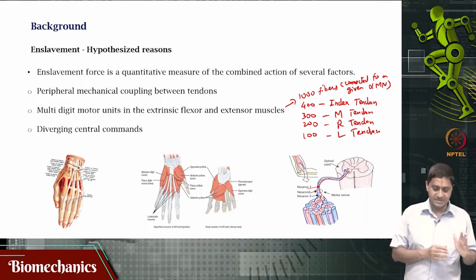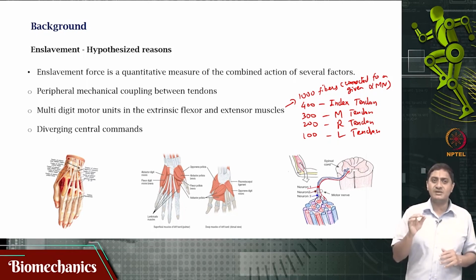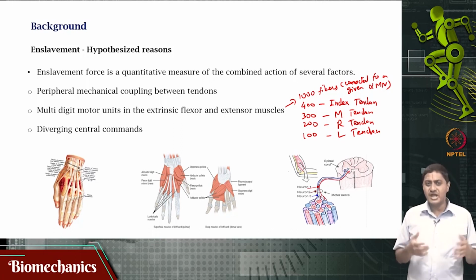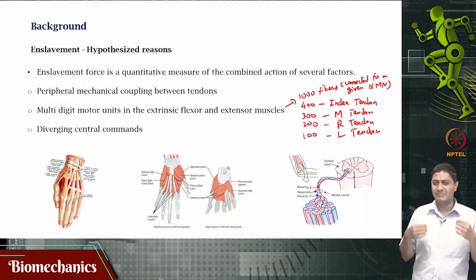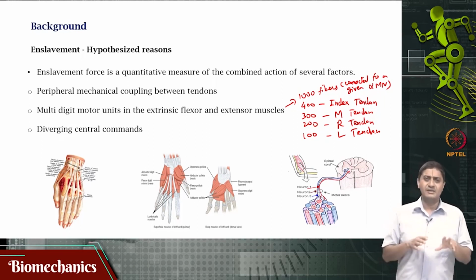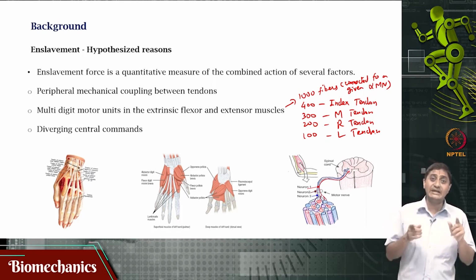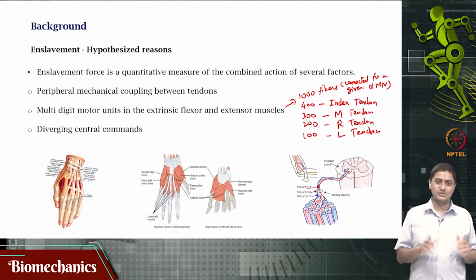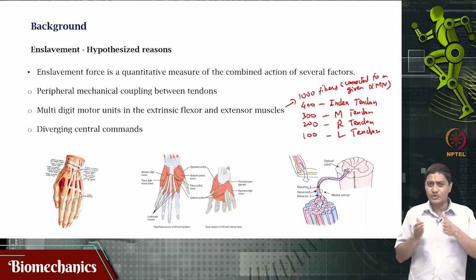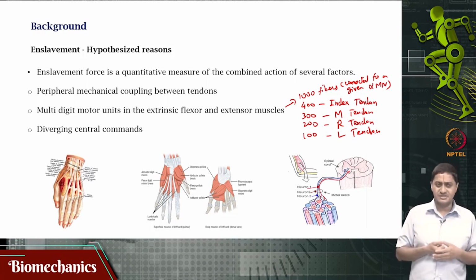Going back, our original discussion was what may be the cause of enslavement. First we said that peripheral mechanical coupling between the tendons, shearing, force transmission and other such things, merely because one tendon is transmitting some force to another tendon, maybe due to shear or lateral force transmission, and because of that there is some force transmission happening tendon to tendon, right. That can also happen because these tendons move in close proximity with each other. This is one of the possibilities. The other is multi-digit motor units.